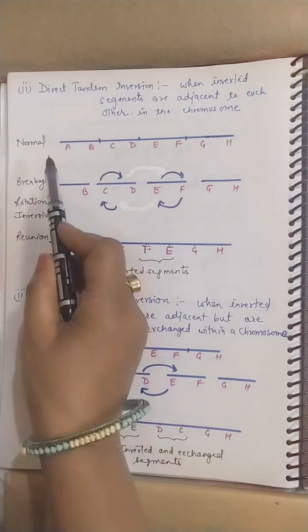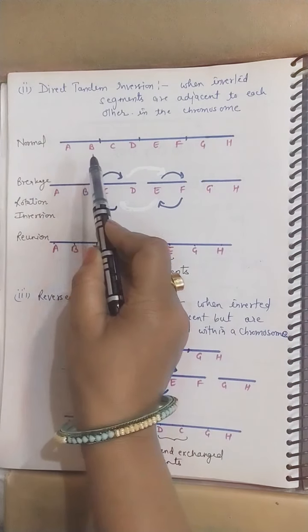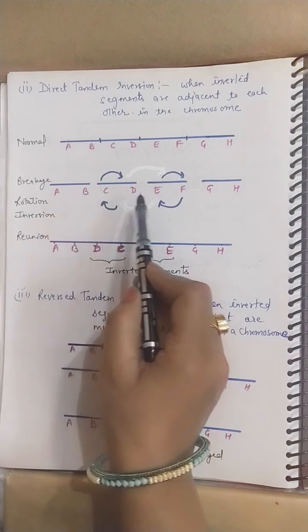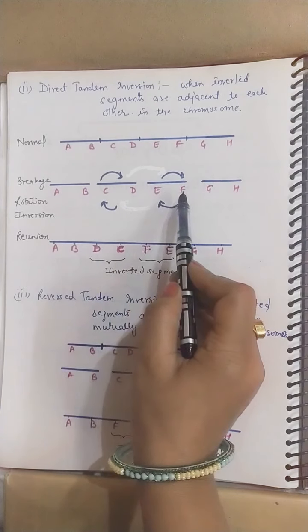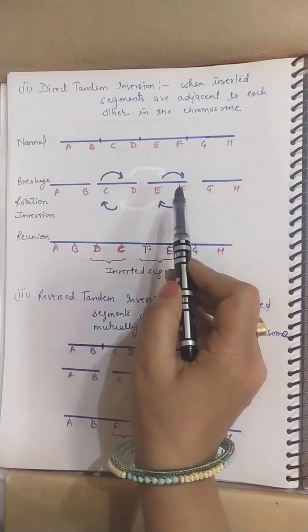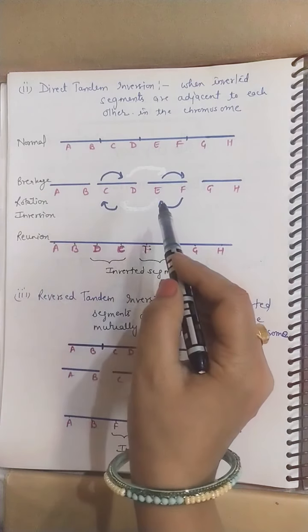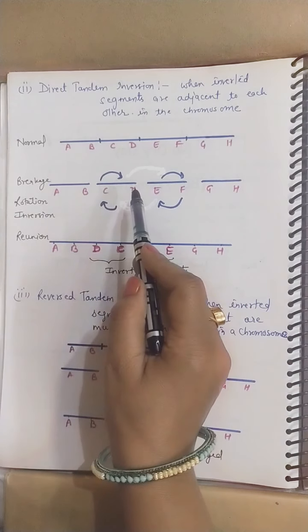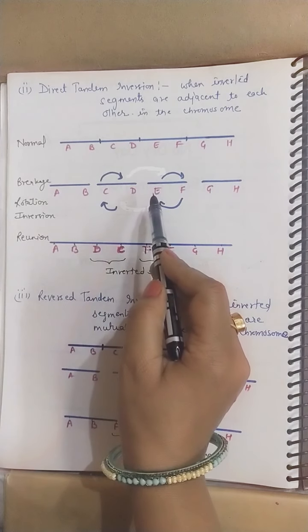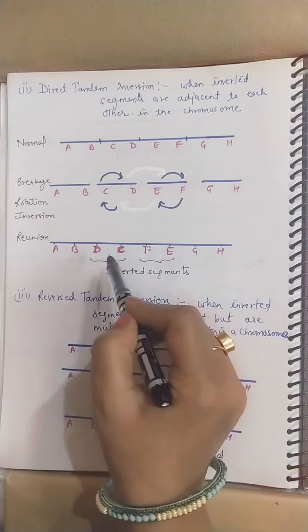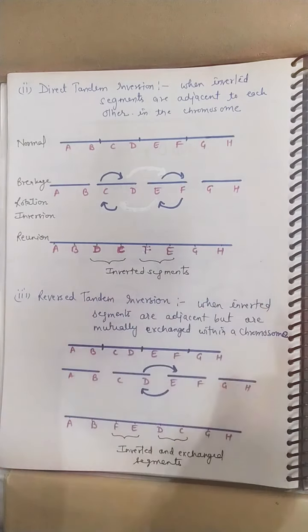For an example, if this is a normal gene sequence on a chromosome, then inversion points are after AB, after EF, and between D and E. These are the points where the chromosome has broken and again reunited. Here you can observe that after the CD segment there is an adjacent segment EF which is inverting at the same time, means these two segments are lying side by side. So such type of inversion is called a direct tandem inversion.